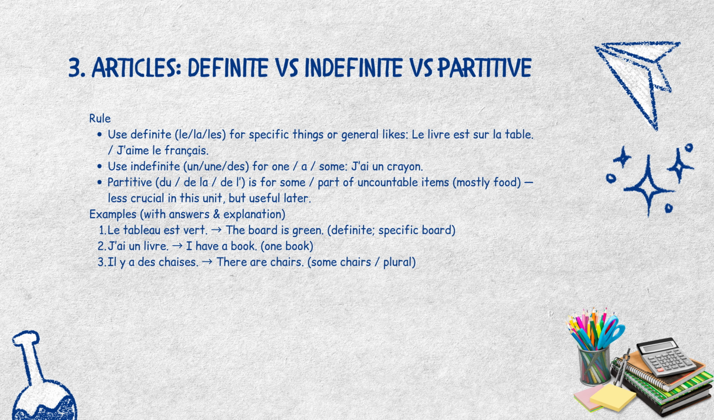Let's review what we've learned. Partitive articles are used to express some or any in French. They are used with uncountable nouns like food, liquids, or materials. They change form depending on gender and number, and in the negative form, they always become d or d with apostrophe.